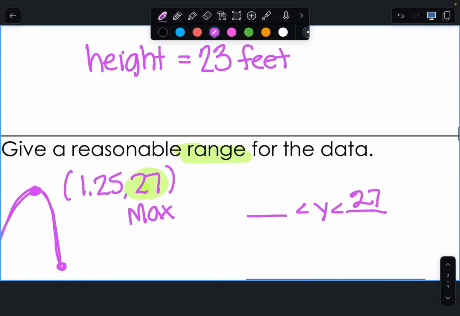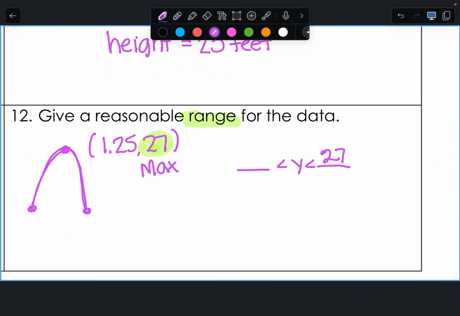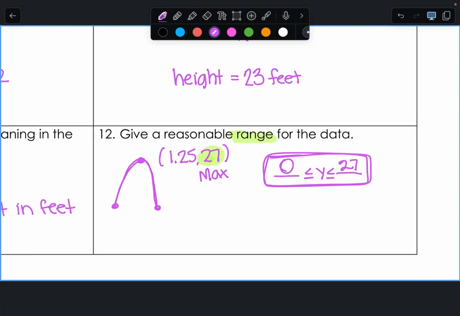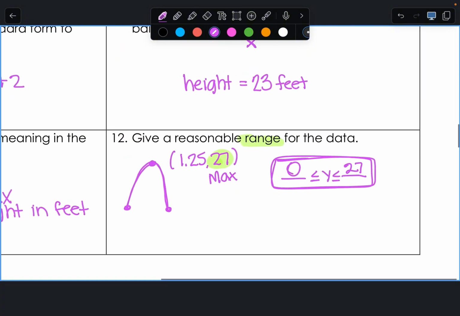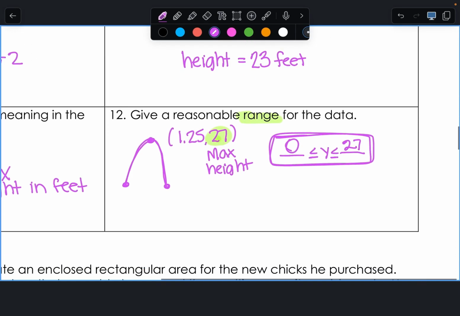So what is the smallest y value? 0. The answer is 0 because there's nothing that can continue after. Your y values describe what? The height. You can't go below height. You have to say height. The lowest height is what? 0. The lowest height is 0.